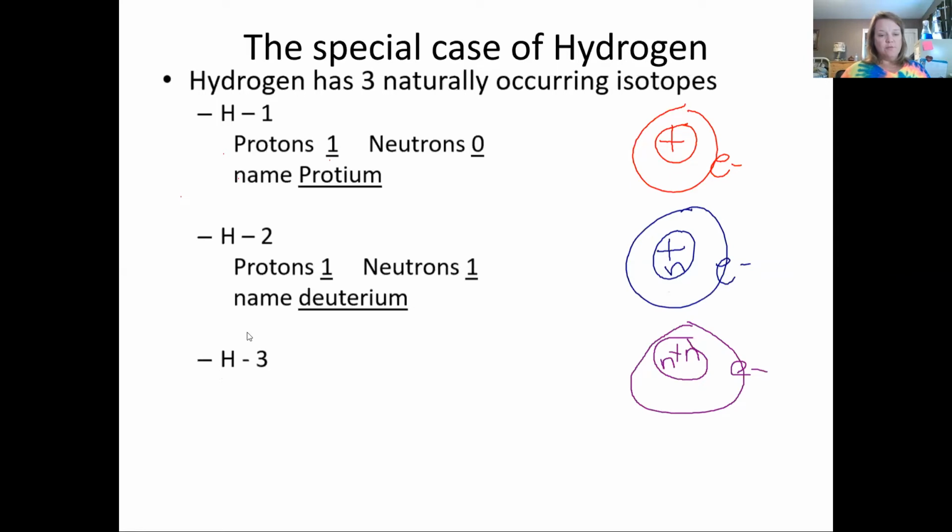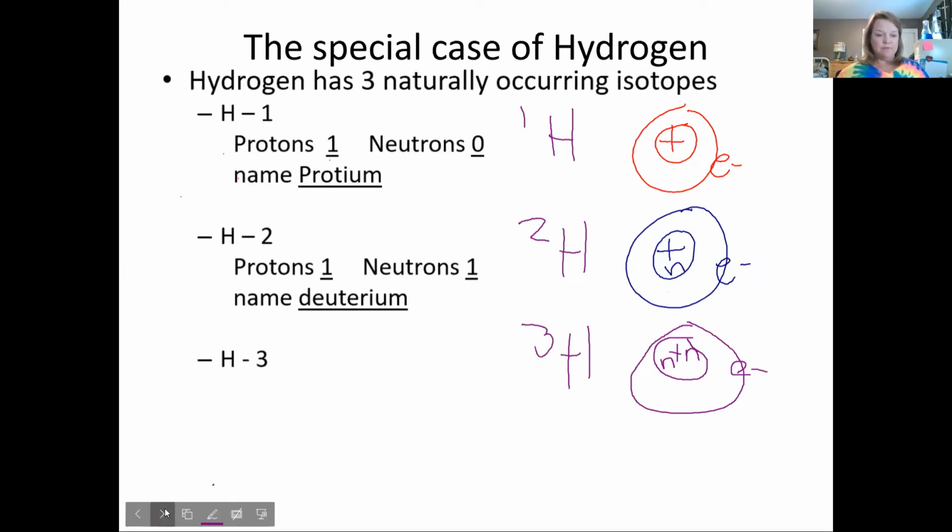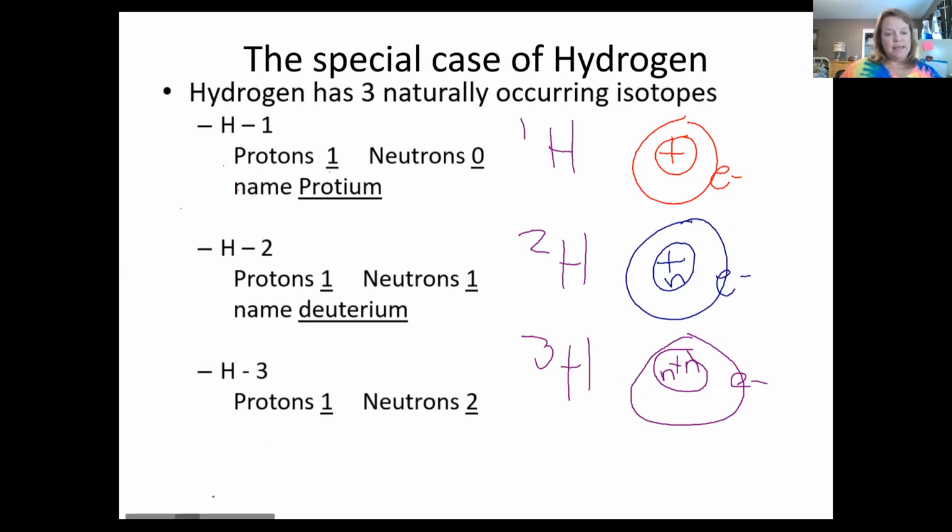These are one way to represent it. Remember, we could also represent it like this. Protium could be represented that way. Deuterium could be represented that way. And tritium could be represented that way. And that's what we call this one. It still has its 1 proton, but 2 neutrons.